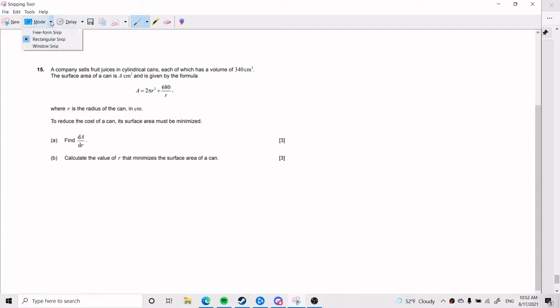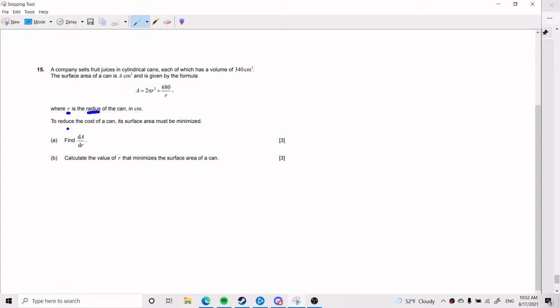Hello everybody, today we will be going over an optimization problem at the IB Mastery level. We have a company that sells fruit juices in cylindrical cans, each of which has a volume of 340 centimeters cubed. The surface area of a can is A centimeters squared and is given by the formula, where r is the radius of the can in centimeters.